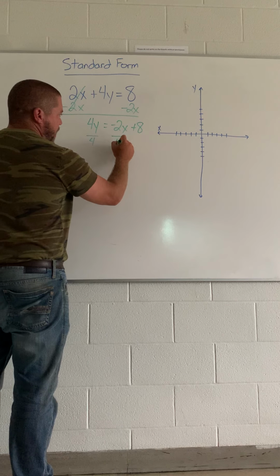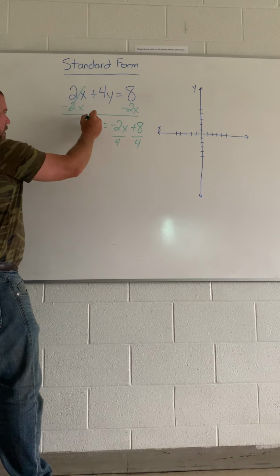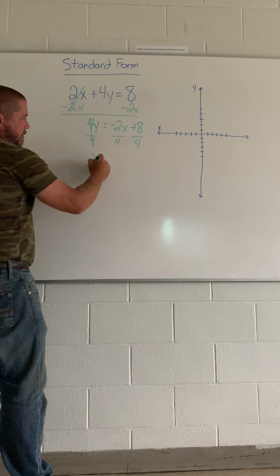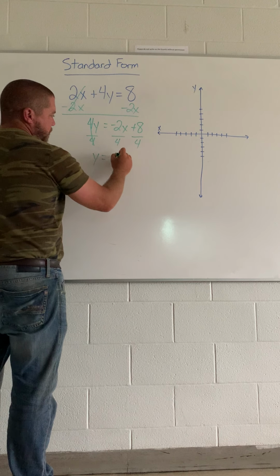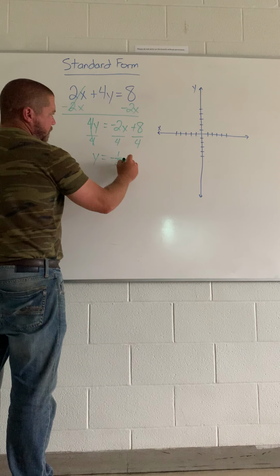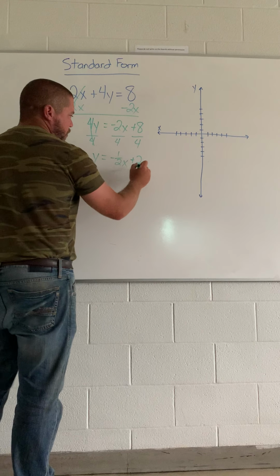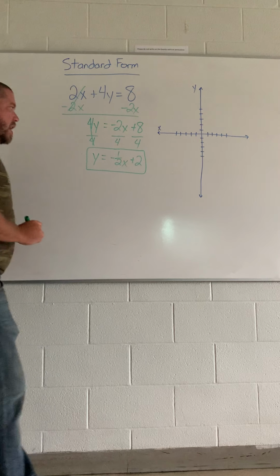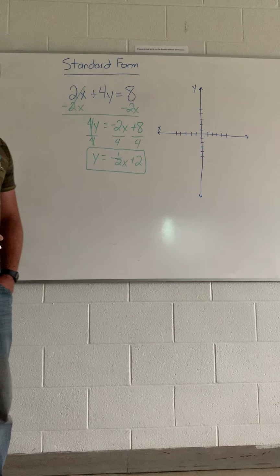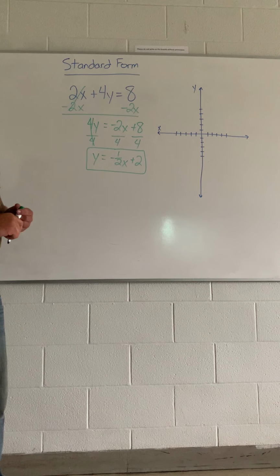And we would have to do it to every single term. So the 4's cancel down to 1, y. Negative 2 over 4 simplifies to negative 1/2. And 8 over 4 simplifies to 2. So now you've got your slope-intercept form where you could work from this, or you can continue to work from your standard form.